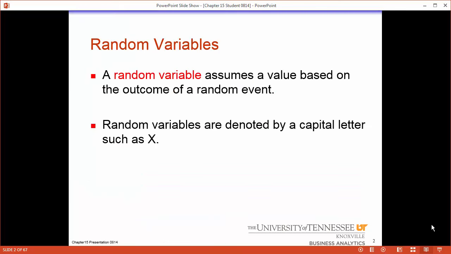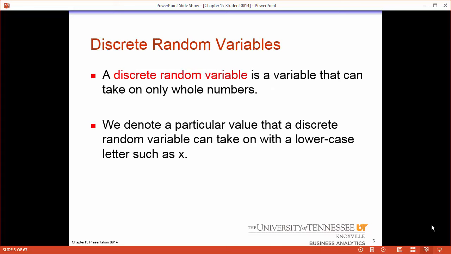We've talked about random variables before, and we're not so focused on random variables. These are denoted with a capital letter X. What we are primarily concerned about is discrete random variables. Now, a discrete random variable will be denoted with a lowercase x. So what is a discrete random variable? Well, it's only whole numbers.